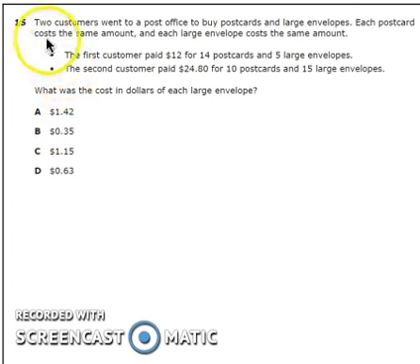So when I read this, it says 2 customers went to a post office to buy postcards and large envelopes. Each postcard costs the same amount and each large envelope also costs the same amount. The first customer paid $12 for 14 postcards and 5 envelopes. The second customer paid $24.80 for 10 postcards and 15 envelopes. What is the cost in dollars for each large envelope? So we need to remember that we're looking at the large envelope.